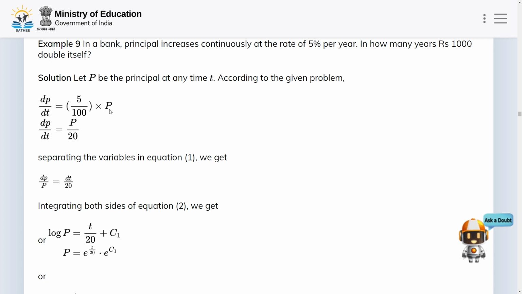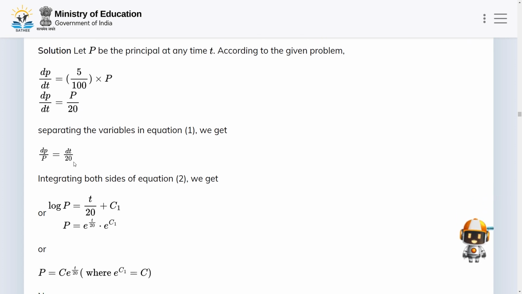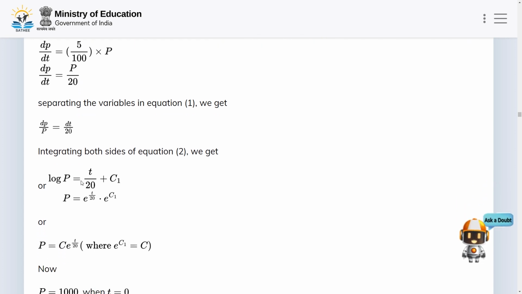This means whatever the P, it is 5% of P. This means 5 by 100 multiplied with P. This means P by 20. dP by dt will be P by 20. Now this will be your equation. Separate them and solve it. You will have log P is equal to t by 20 plus some constant.